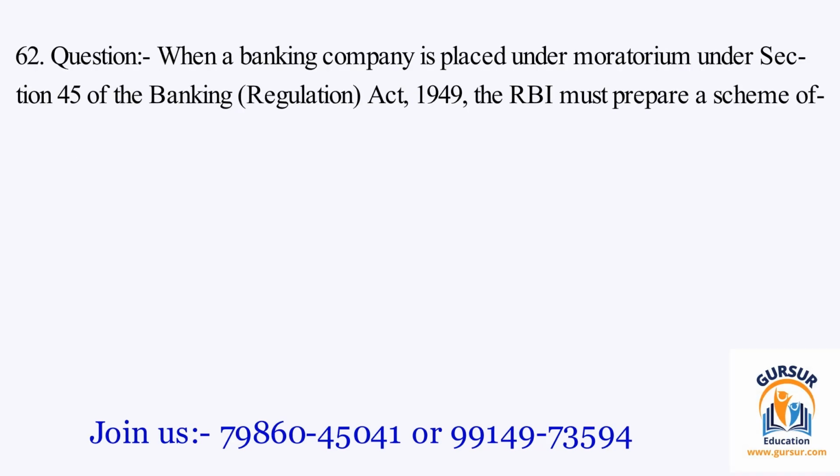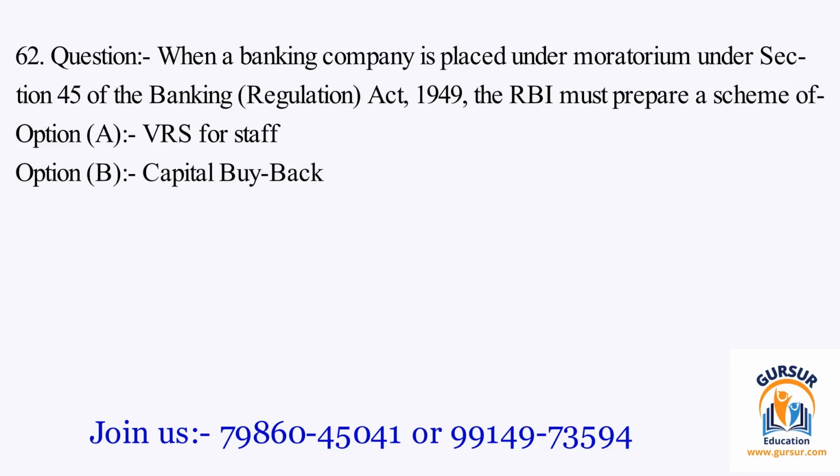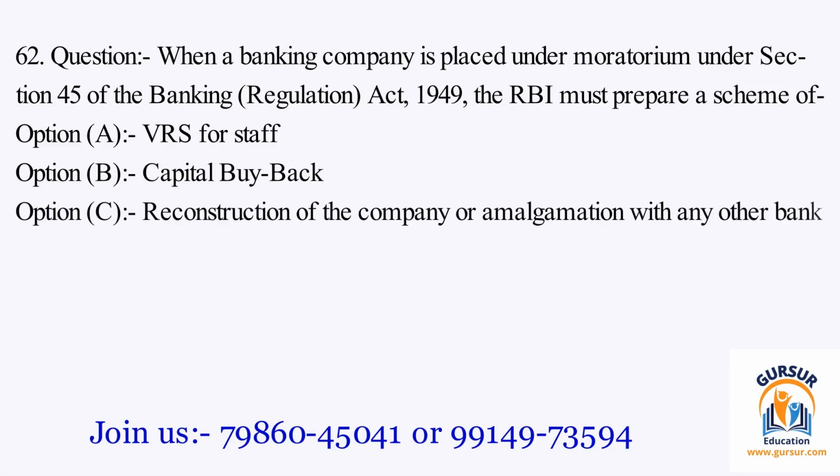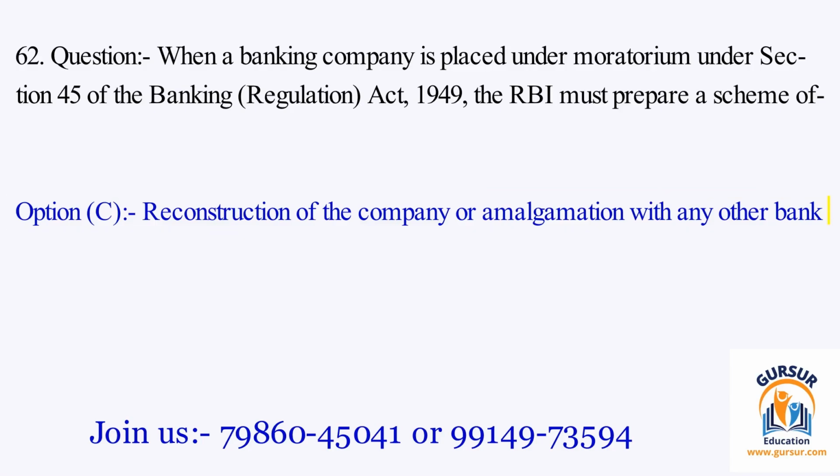Question number 62. When a banking company is placed under moratorium under Section 45 of the Banking Regulation Act 1949, the RBI must prepare a scheme of. The option A is VRS for staff. The option B is capital buyback. The option C is reconstruction of the company or amalgamation with any other bank. The option D is IPO of the bank. The right answer of the question is option C, and that is reconstruction of the company or amalgamation with any other bank.